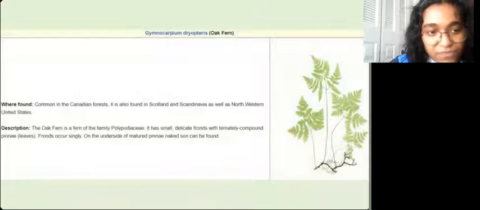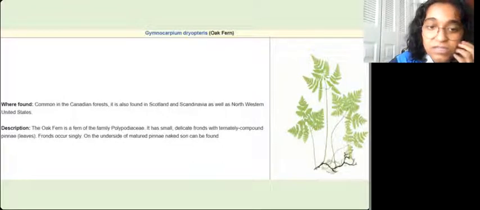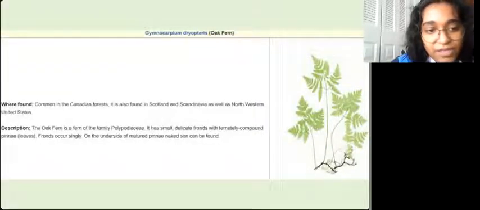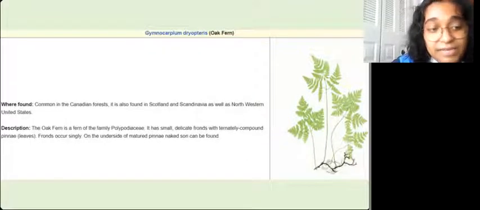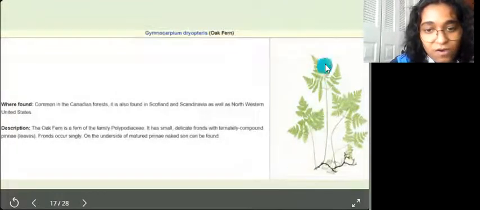The oak fern. The oak fern is found in the Canadian forest. It can also be found in Scotland, Scandinavia, as well as the northwestern United States. The oak fern is a fern from the family Polypodiaceae. It has small, delicate fronds with terminally common pinnae. The pinnae are also known as the leaves of this fern. Fronds occur singularly.